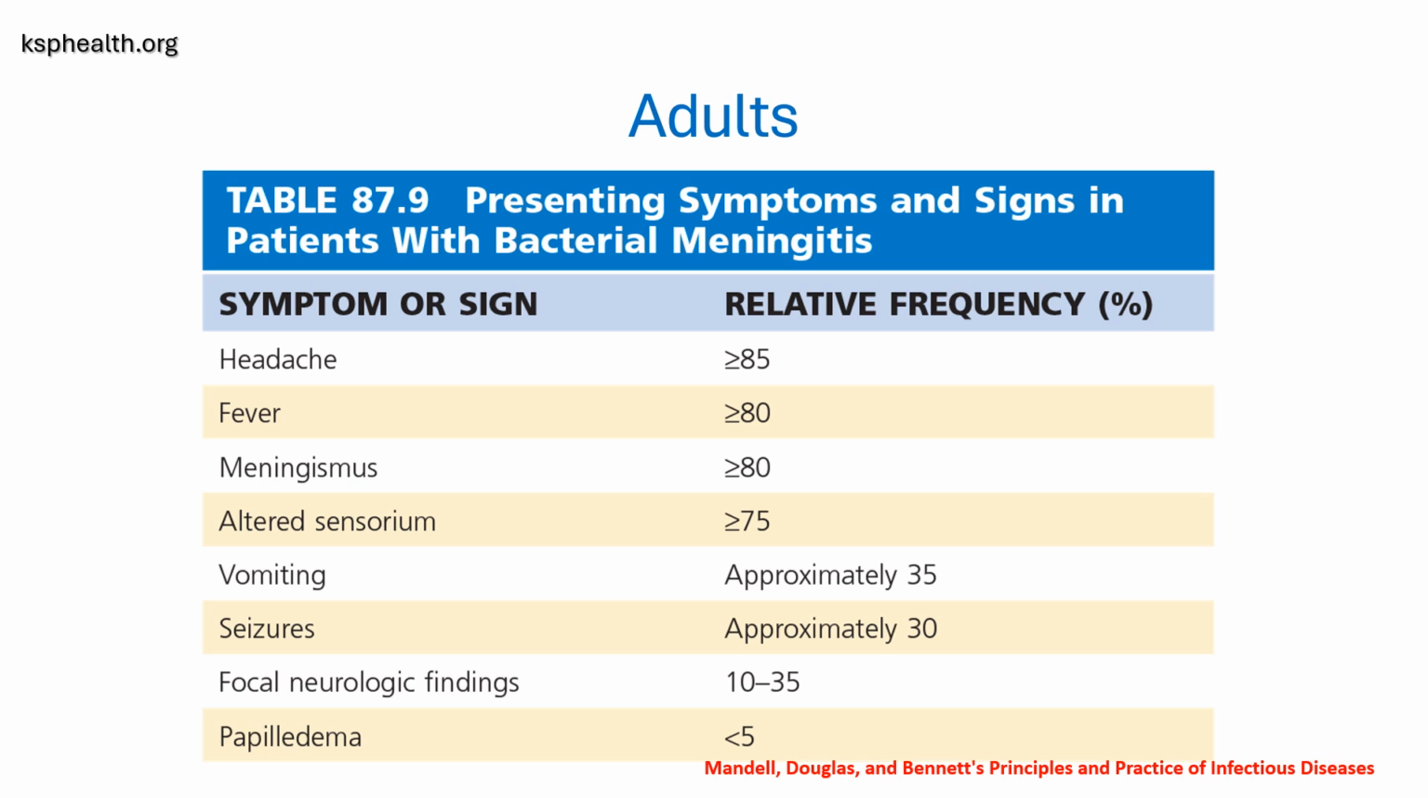In adults, it is a little bit better. More than 85% of the patients will have headache. More than 80% will have fever. Meningismus is present in more than 80% of the patients. Altered sensorium in more than 75%. Vomiting, seizures, focal neurologic findings, and papilledema can be present at the time of presentation.